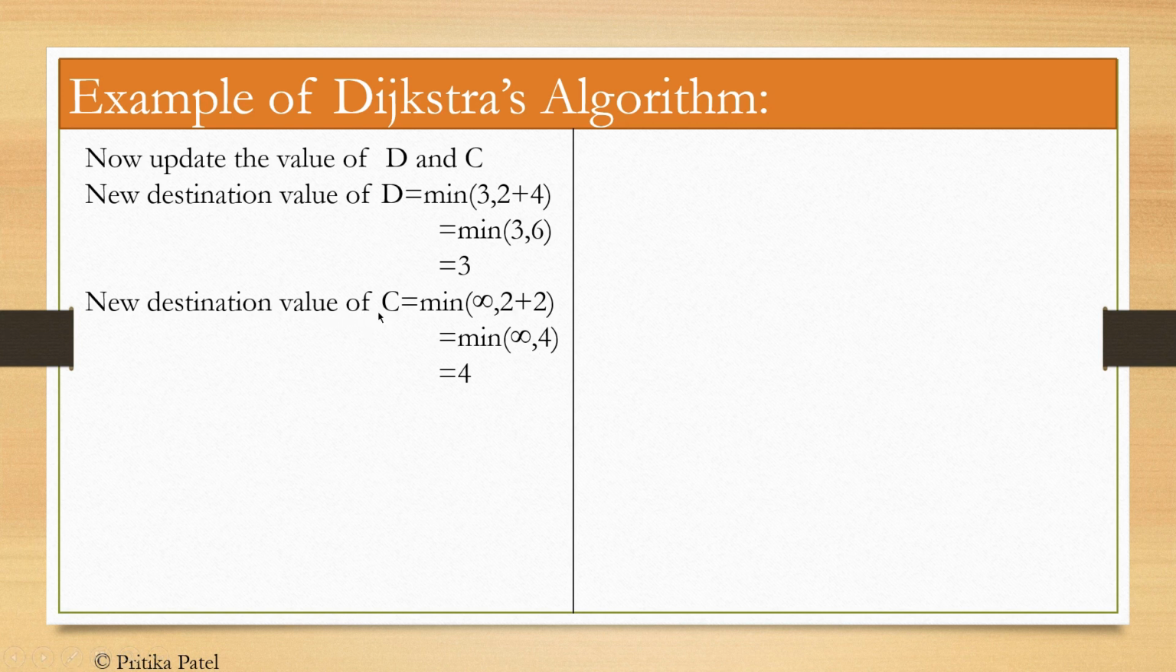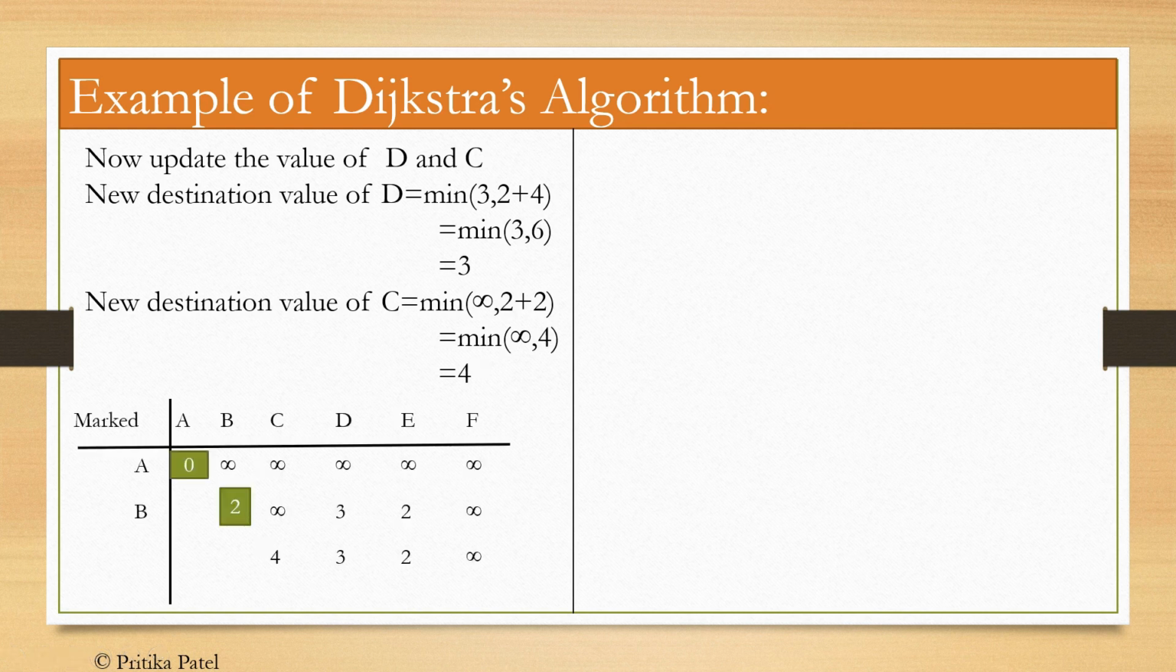Now we have to update the value of C. The new destination value of C is equal to the minimum of infinity, the old value of C, comma, 2, the mark value, plus the weight of edge B to C, that is 2. So the minimum of infinity, comma, 4 is 4. So the values of D and C are updated. Now put these updated values into the created matrix.